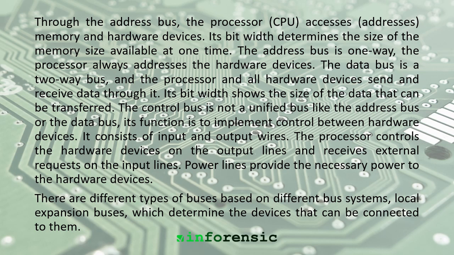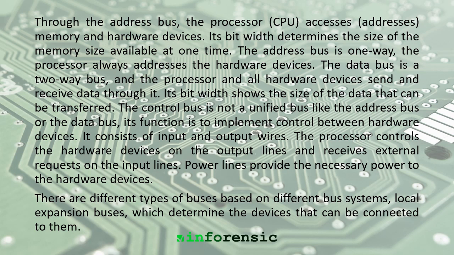The control bus is not a unified bus like the address bus or the data bus. Its function is to implement control between hardware devices. It consists of input and output wires. The processor controls the hardware devices on the output lines and receives external requests on the input lines. Power lines provide the necessary power to the hardware devices.